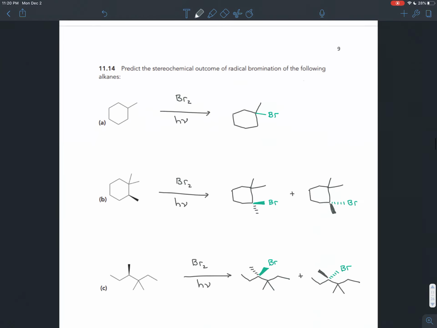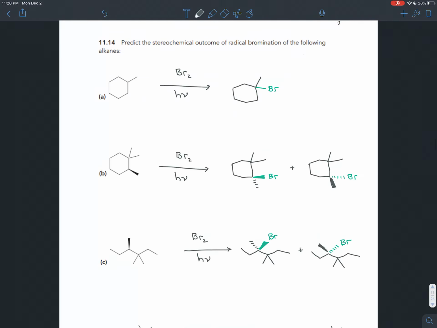The one other thing we saw is that the radicals that you form are trigonal planar, they're sp2 hybridized, and so they're flat. And so if they form at a chiral center, you will get a racemic mixture of the two enantiomers because the second radical could react with equal probability on either side of the flat carbon radical. And so hopefully this video helped you a little bit with thinking of these radical halogenation reactions from the perspective of synthesis.